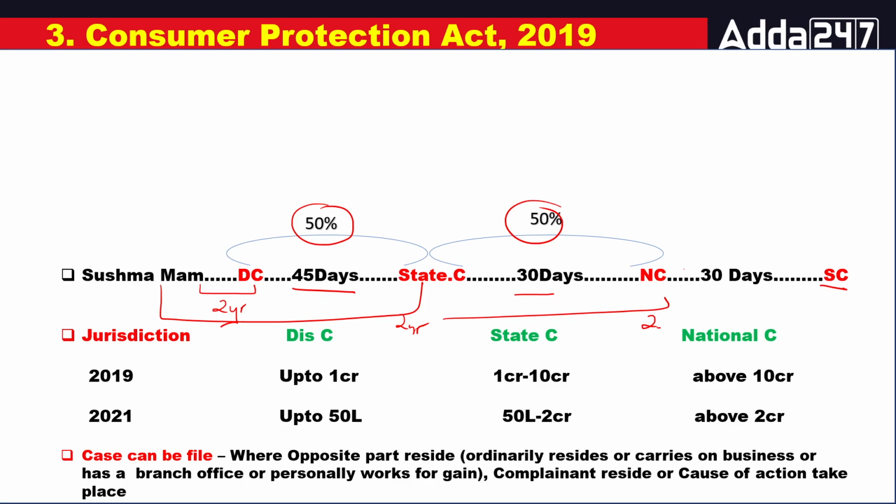Important point. Jurisdiction in 2019: district up to 1 crore, state commission 1 crore up to 10 crore, national above 10 crore. In 2021 it is up to 50 lakh, state commission 50 lakh to 2 crore, national commission above 2 crore. Very important point. And the case can be filed where the opposite party resides, where the complainant resides, or where the cause of action took place. Very important term.